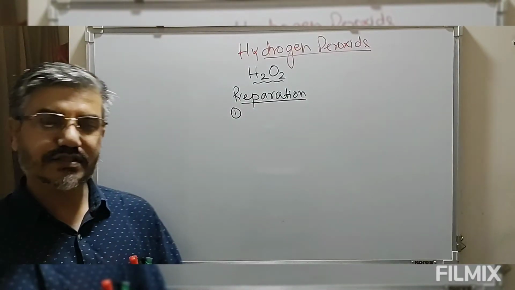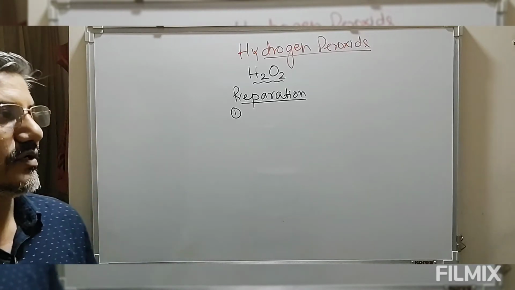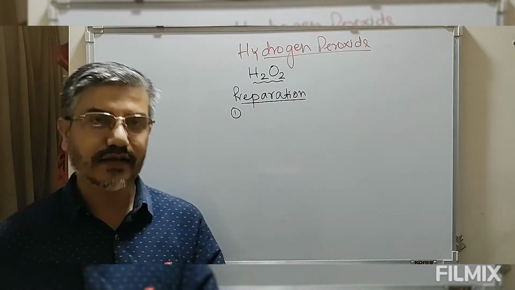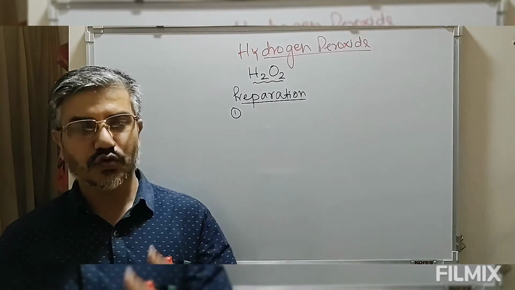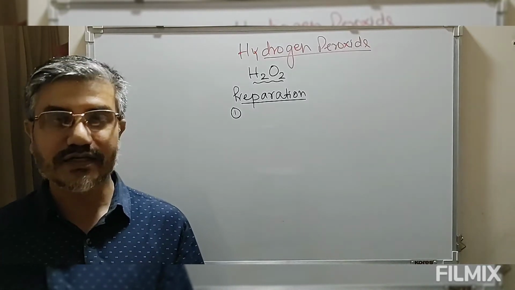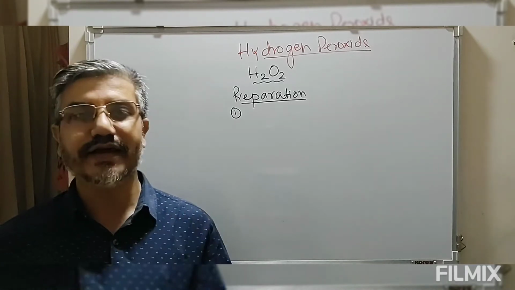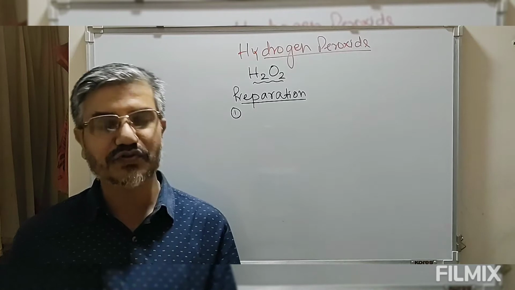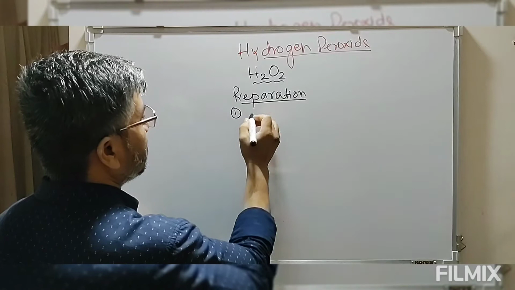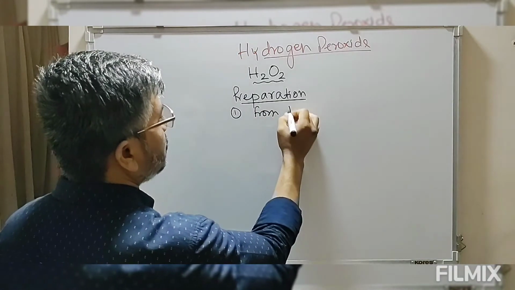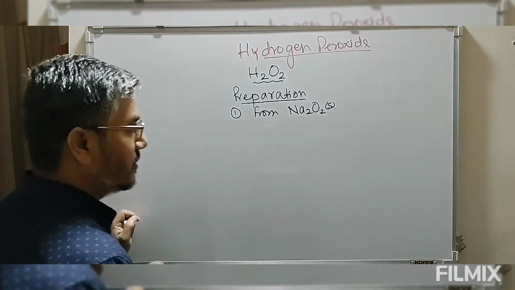Now normally, hydrogen peroxide is prepared from metal peroxides. Alkali metals and alkaline earth metals form stable peroxides. So we can start from these solid, stable metallic peroxides. When we acidify these peroxides, this gives you hydrogen peroxide. So the first one is from sodium peroxide, which is a stable solid.